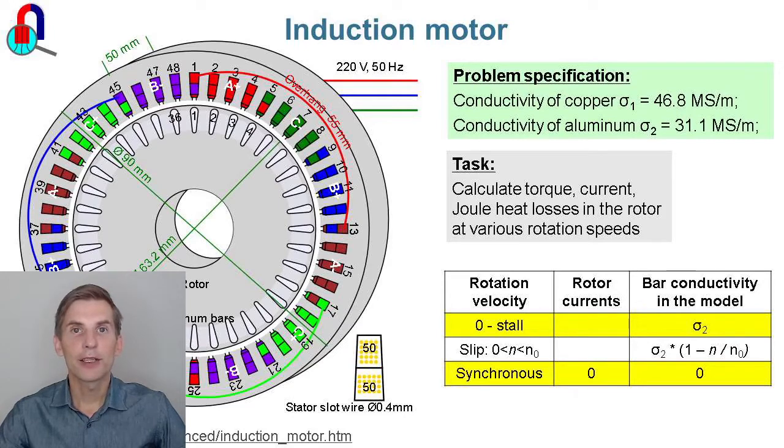The stator winding generates the rotating magnetic field, and this rotating magnetic field induces eddy currents in the rotor bars. You know that eddy currents always resist the magnetic field that induced them, so there is an interaction between the magnetic field of the stator and the eddy currents in the rotor, resulting in the torque.